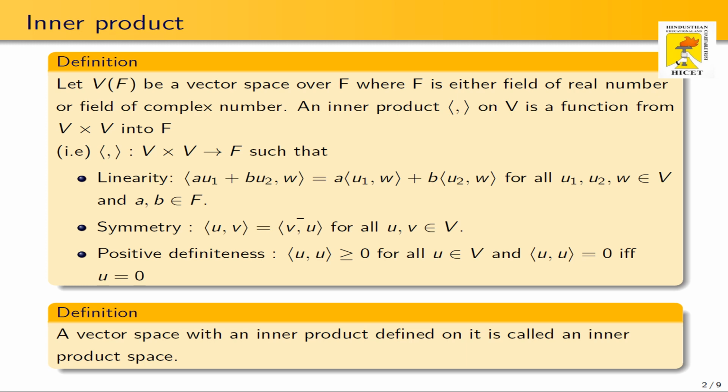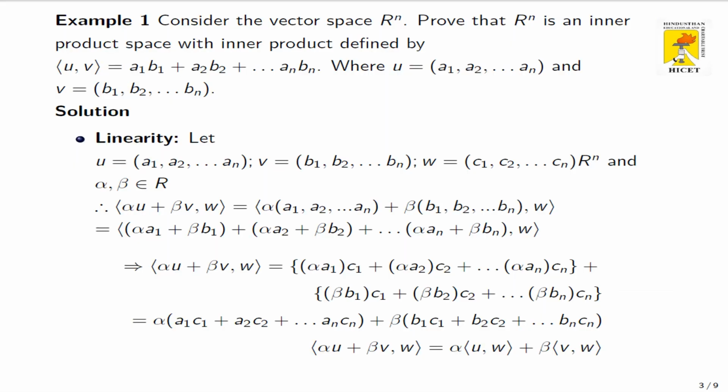Last condition, positive definiteness. Inner product of u comma u is greater than or equal to 0 for all u belongs to V, and inner product of u comma u is equal to 0 if and only if u is equal to 0. Next, the definition of inner product space: a vector space with an inner product defined on it is called an inner product space. If these conditions are satisfied, then that function can be called an inner product.